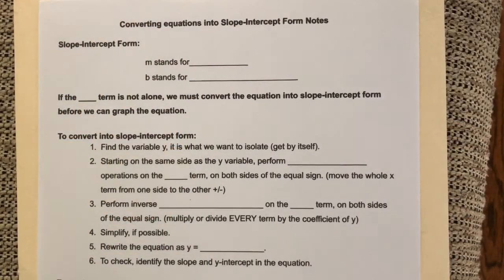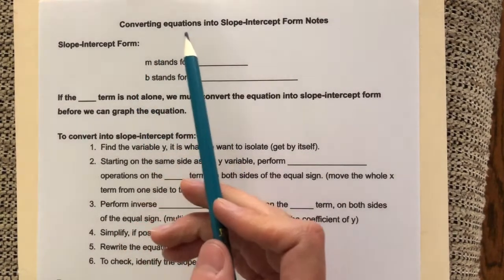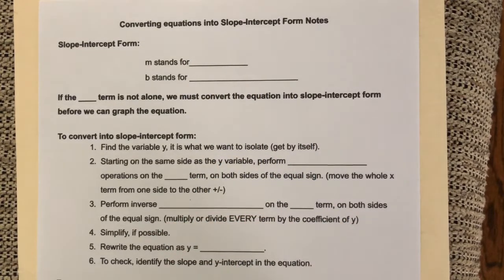All right, if you have not done so and you have access to a printer, print out this sheet. We're going to be filling in our notes right now. If you don't have access to a printer, totally fine. You can write this on a separate sheet of paper. So again, these notes are on converting equations into slope-intercept form, and we are specifically going to be looking at equations presented to you in standard form.